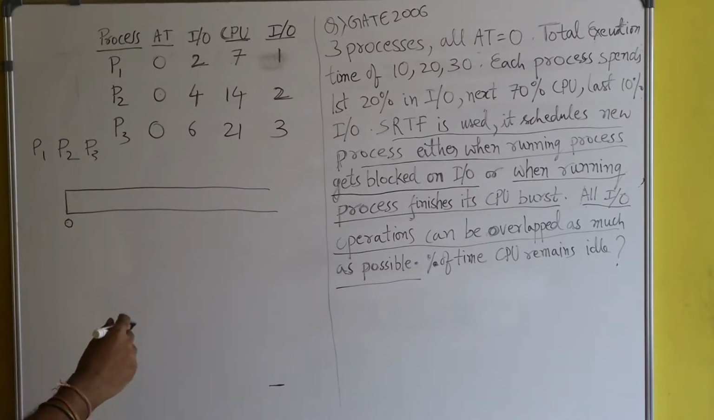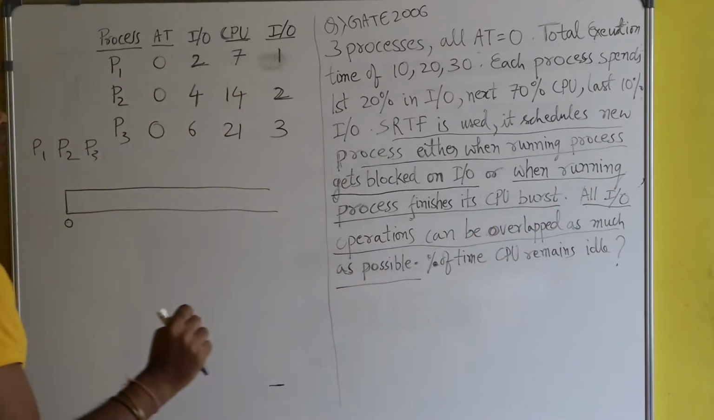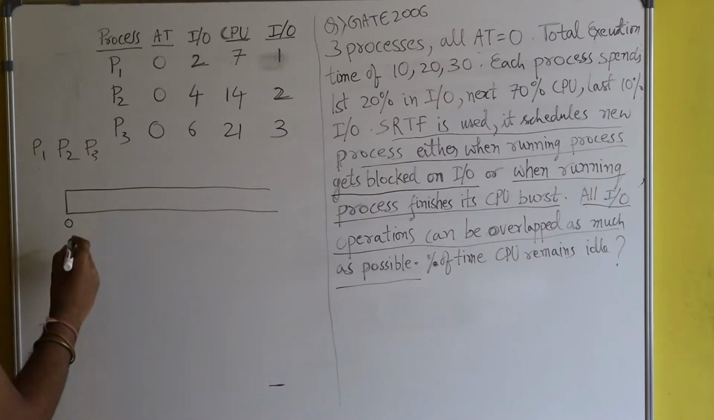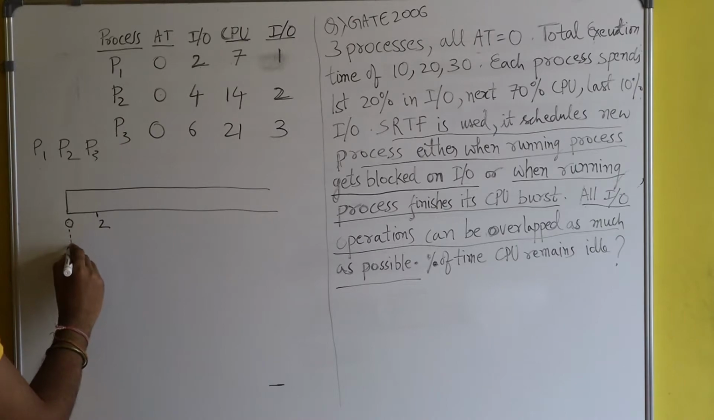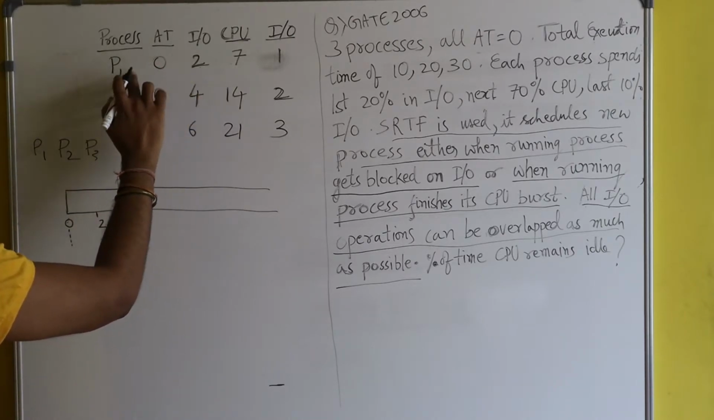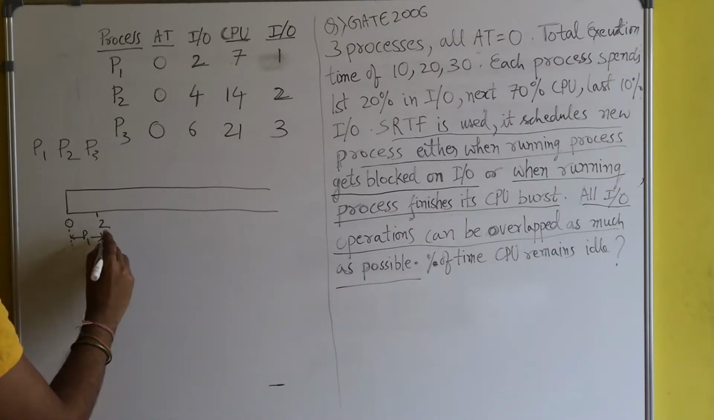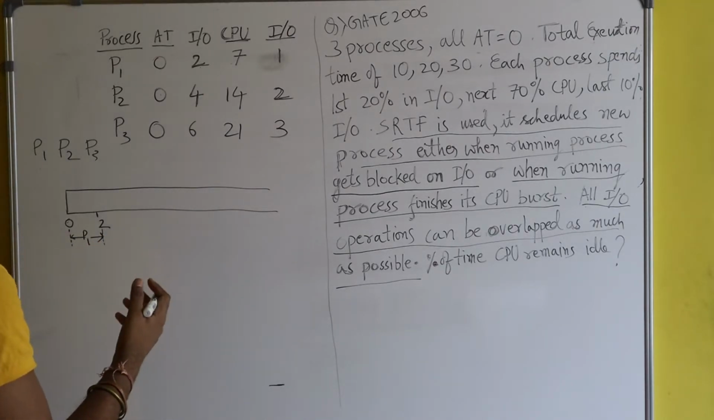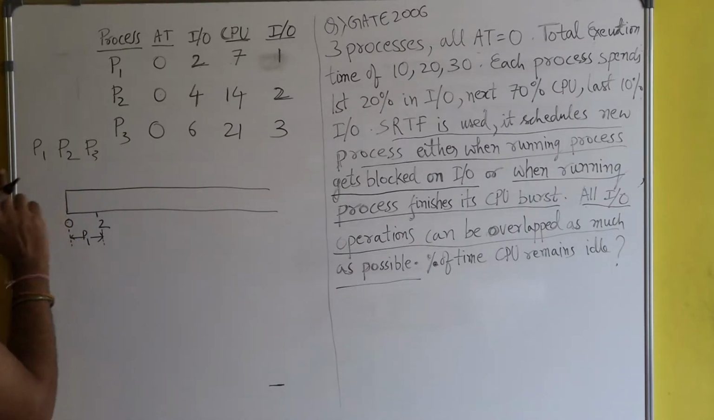Moreover, IO operations can be overlapped as much as possible. So here all the IO operations will be overlapped. You see, from 0 to 2 seconds, it's the IO time of process P1. Since in the question it is given that IO operations can be overlapped, from 0 seconds we will start the IO operation of P2 also.